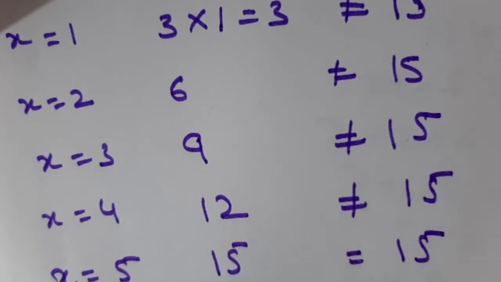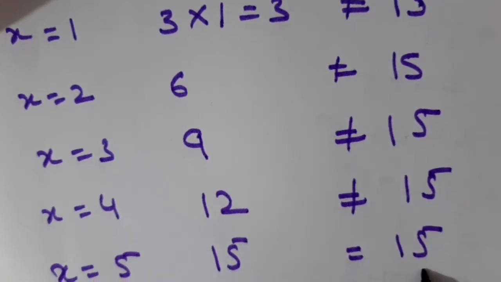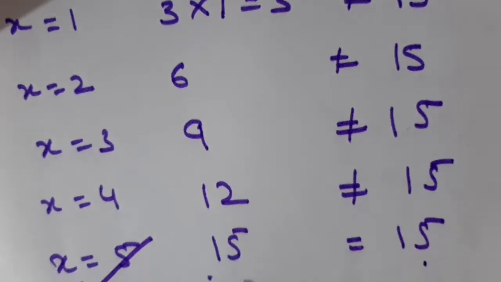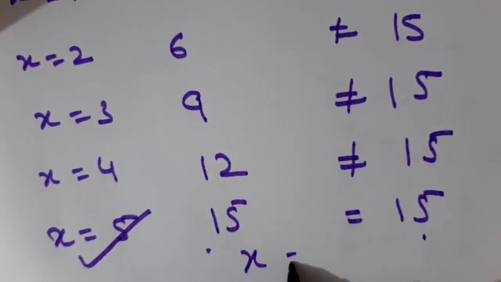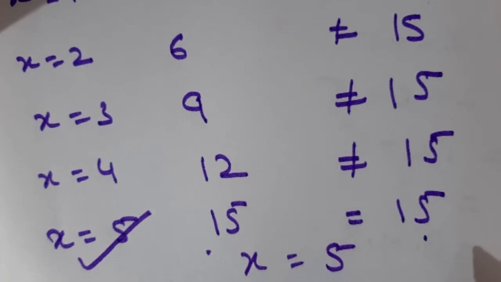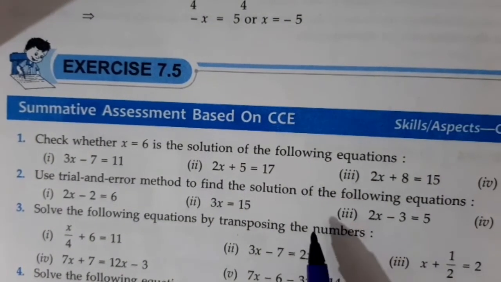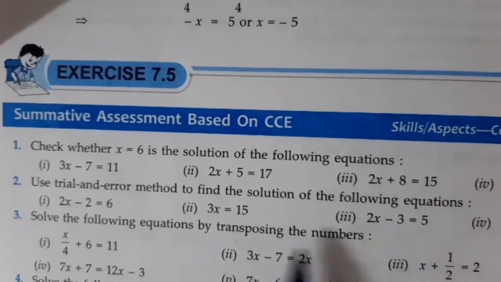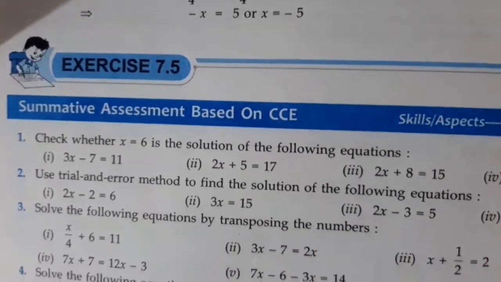Now here both my LHS and RHS are equal. So the solution is x equal to 5. Here the value of x is 5. Now students, you will do all the parts of question number 2 also. Come to question number 3.